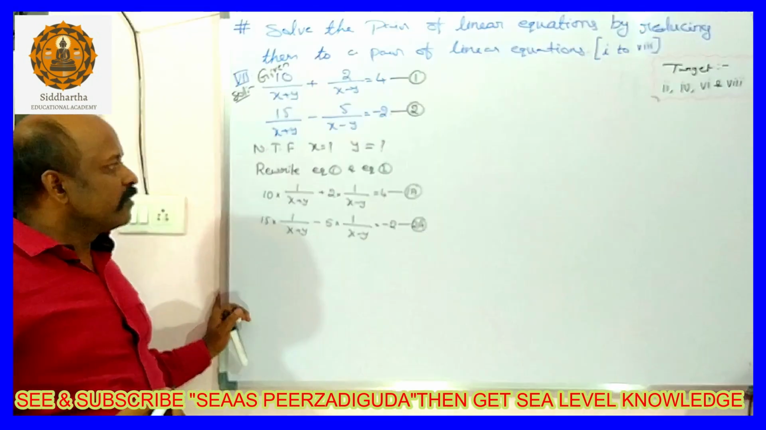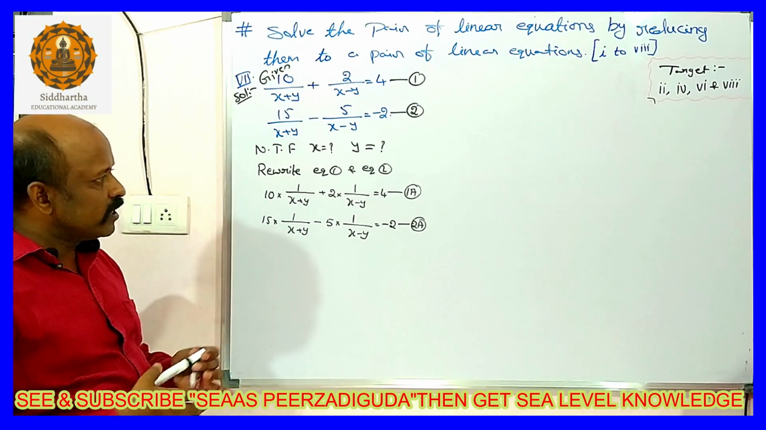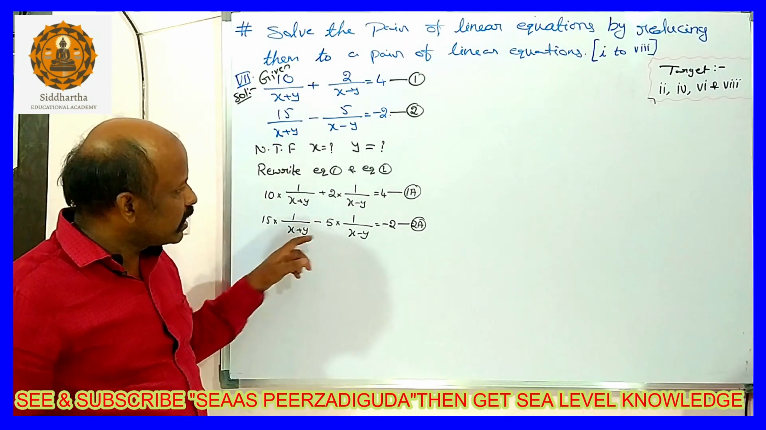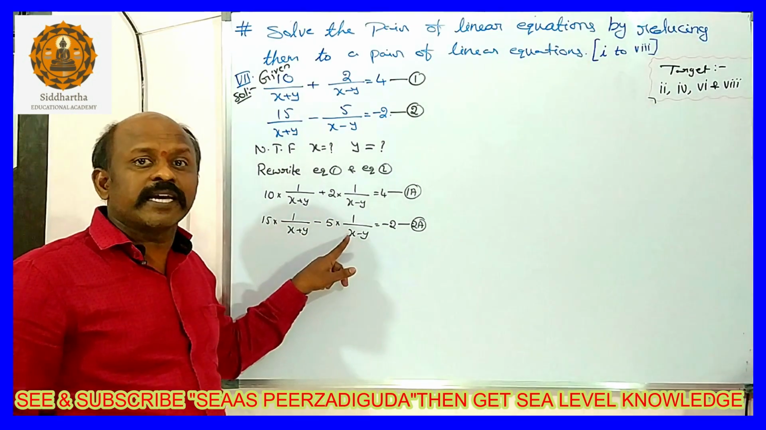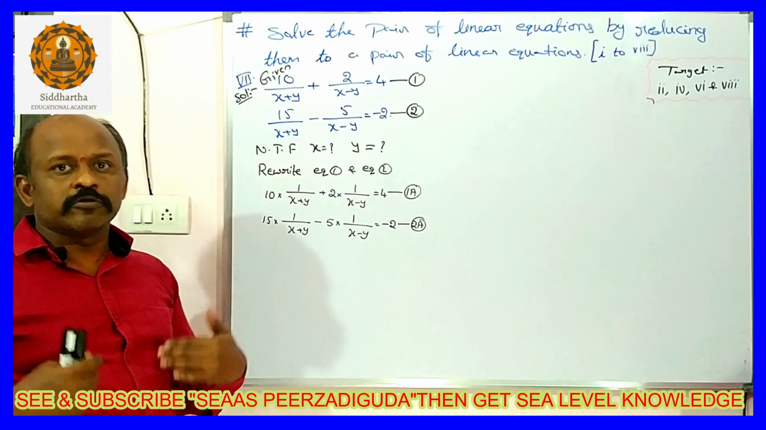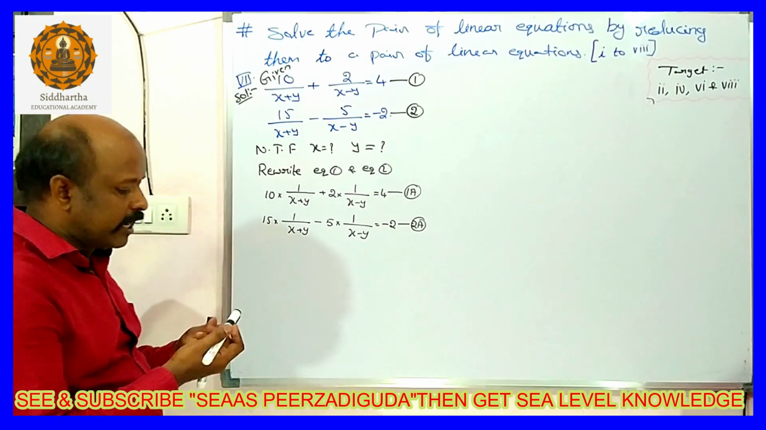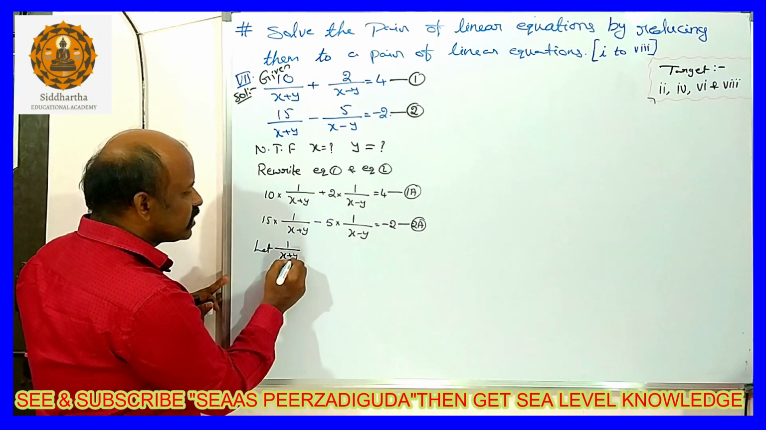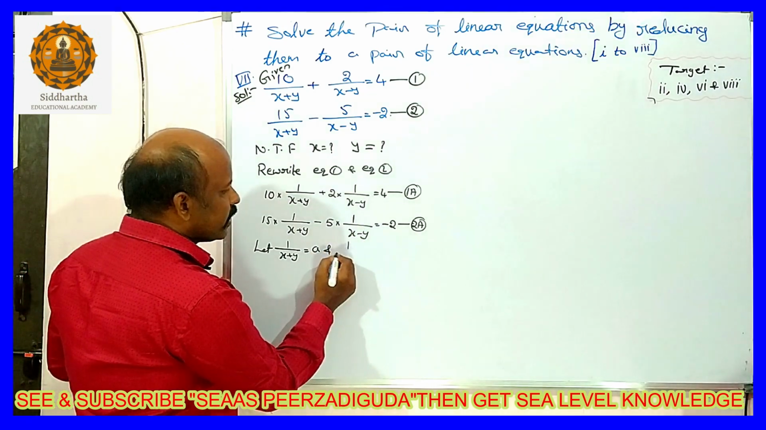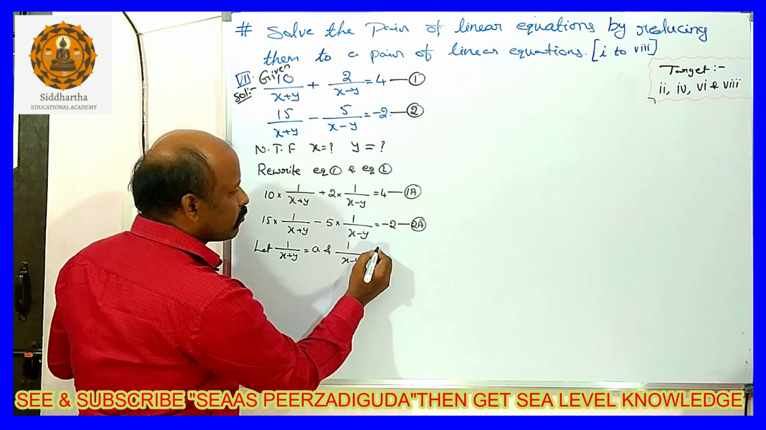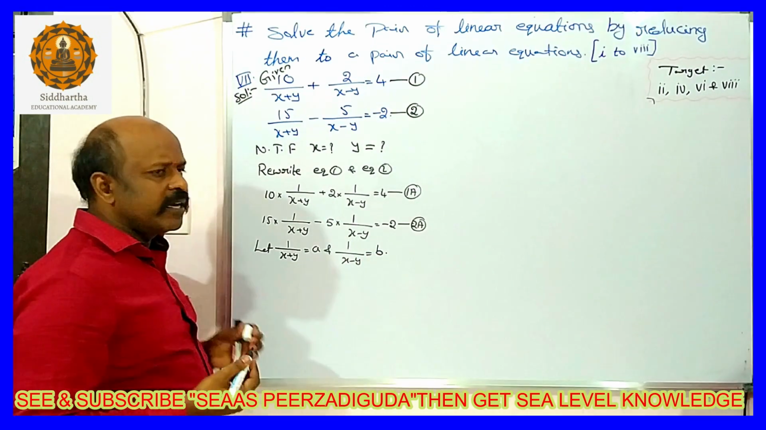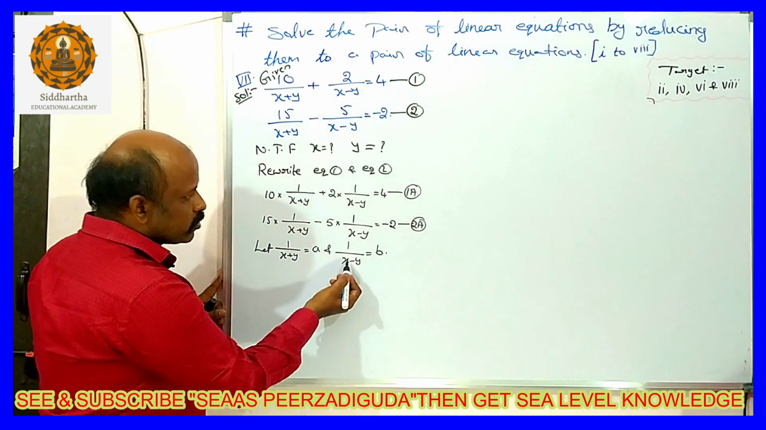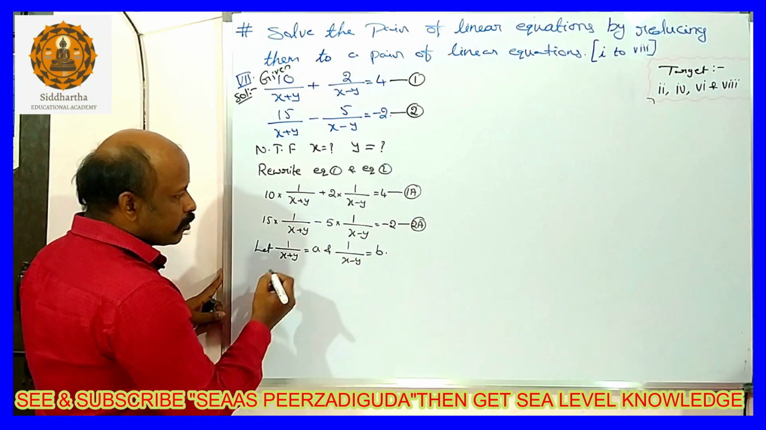After rewriting the equations, when we observe these two equations, here 1 by x plus y is there, here also 1 by x plus y is there. Here 1 by x minus y is there, here also 1 by x minus y is there. Instead of that, I am going to substitute some variables, that is a and b. Now you observe, let 1 by x plus y be a, and 1 by x minus y be b. Here not only a and b, u, v, m, n, whatever you take, no problem at all. So these two values I am going to substitute in equation number 1a and 2a.